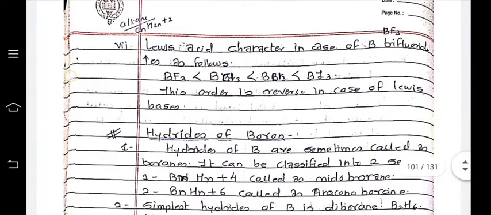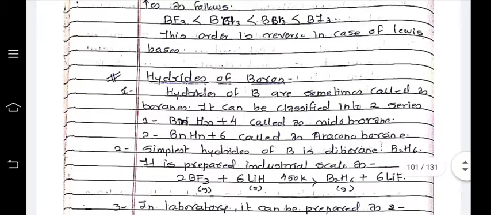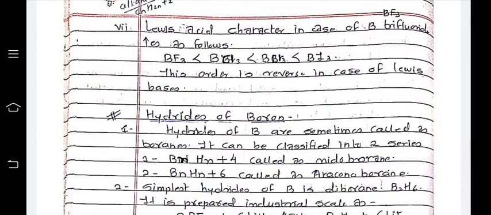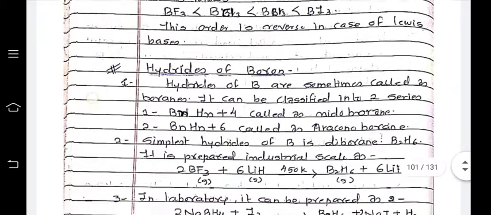Lewis acid character in the boron trihalides increases as follows: BF3 is less than BCl3, less than BBr3, less than BI3. Means as the atomic size of the halogen atom increases, Lewis acid character also increases. But it's the reverse in case of the Lewis base.